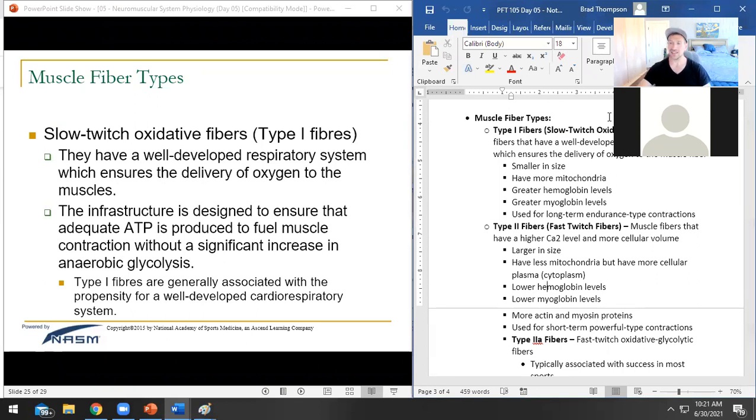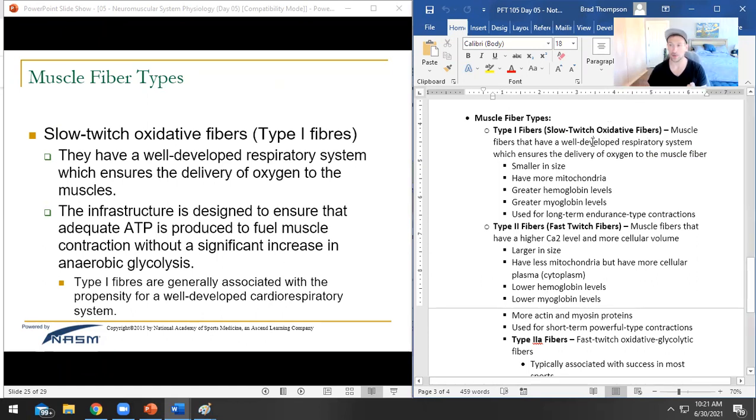All right, so last thing we have to look at is how our muscles grow in different ways. Let's take a look at our different muscle fiber types. So we are going to divide muscles.